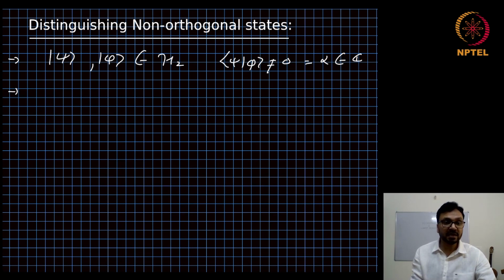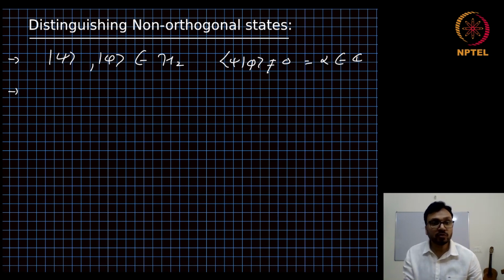So the problem can be stated like this. We have an ensemble of quantum systems, and each of those quantum systems is either in the state psi or in the state phi. When the quantum system is given to us, we need to tell whether the state of the system was psi or phi. If they were orthogonal states, then we could have chosen a measurement basis as psi and psi orthogonal, and then we could have easily told whether the input state was psi or its orthogonal. But here it is not the case.